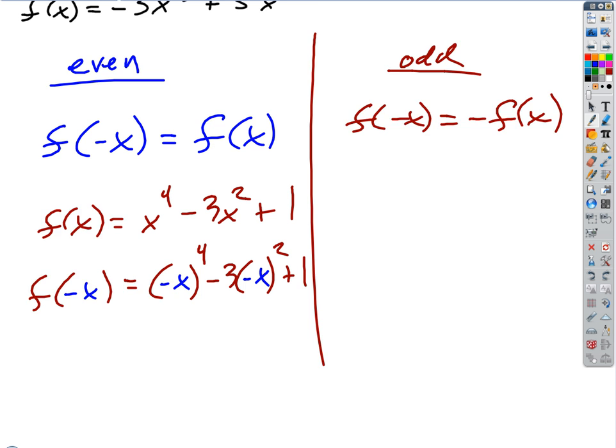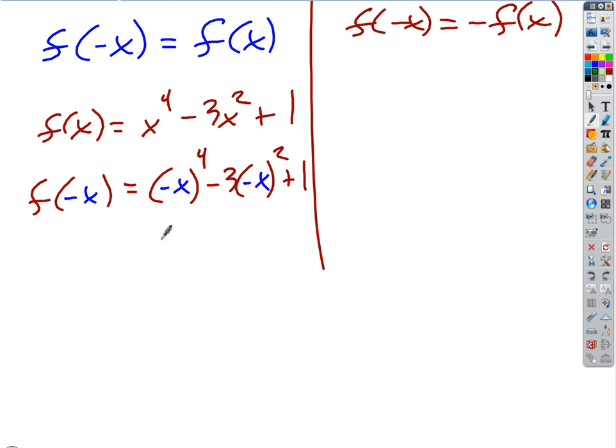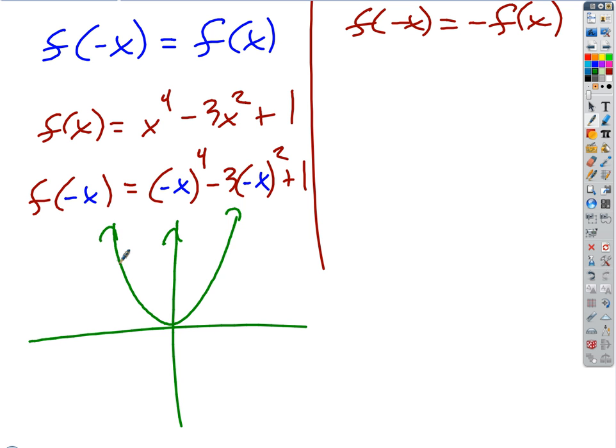If we were to graph that, that's symmetry about the y-axis, right? So this would be an example. That's not what this one looks like, but that's an example of even symmetry. So you graph the left half or the right half and fold it over the y-axis, right?